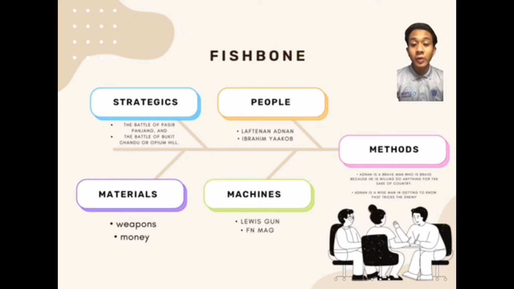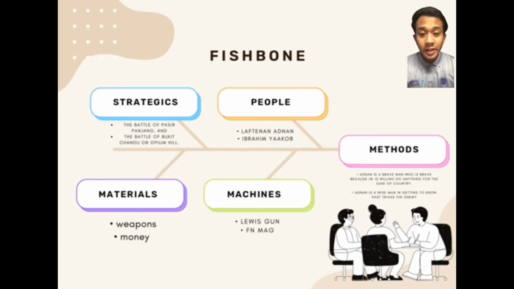Today I want to present about Lieutenant Adnan. First of all, I want to share about methods. The method is that Adnan is a brave man, who is willing to do anything for the sake of the country. As proof, Adnan dared to continue his struggle against the Japanese army on the hill of Chandu, even though the number of his men and their weapons were not enough to fight the Japanese. Secondly, Adnan is a wise man in frustrating the enemy. Other than that, Adnan succeeded in identifying the Japanese military disguised as local people cycling.